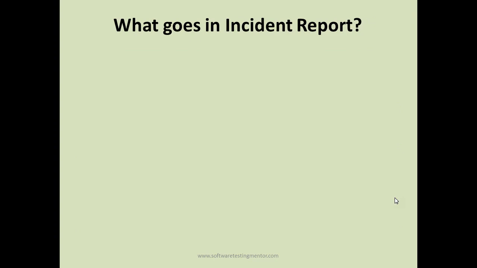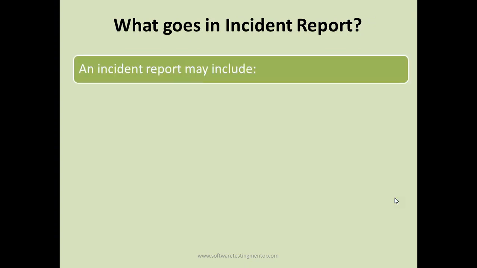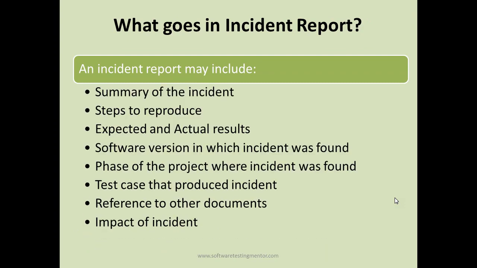Then what goes in an incident report? An incident report may include a summary of the incident. That's the first very important thing. You need to include the summary of the incident. You need to include steps to reproduce, and narrow down the steps to reproduce the incident that you have seen. Then you need to mention expected and actual results: what was the expected result and what is the actual outcome that you are getting after executing a test.